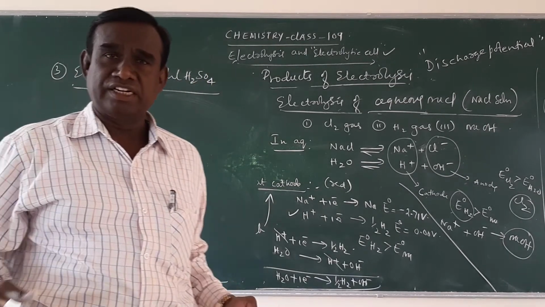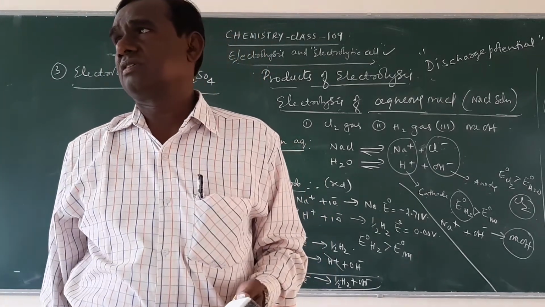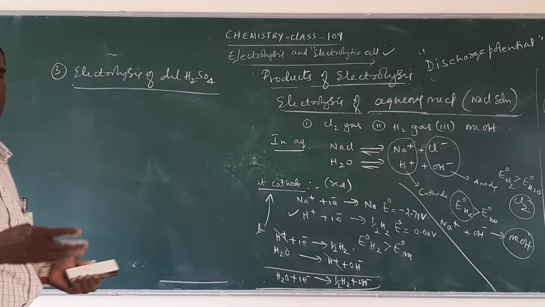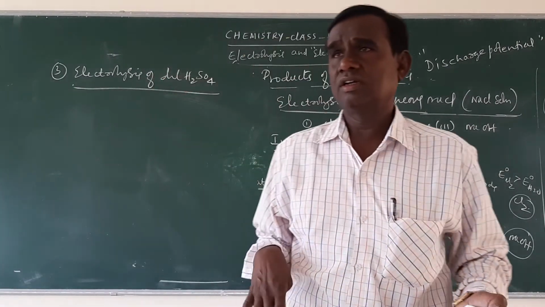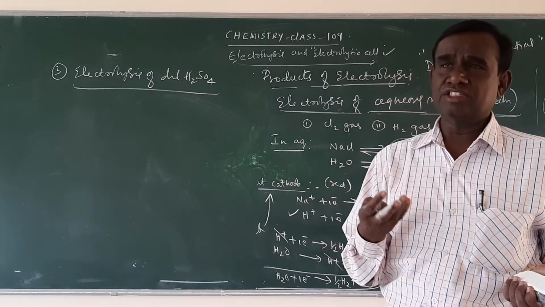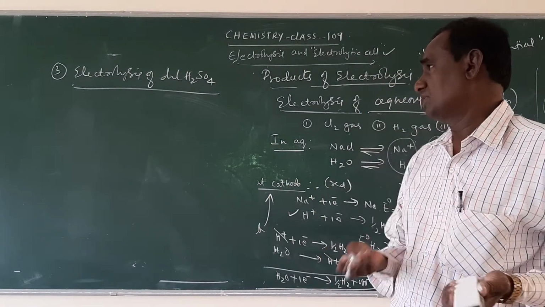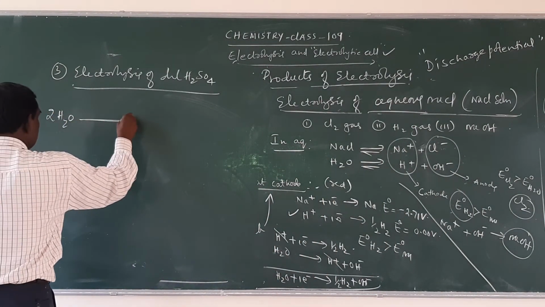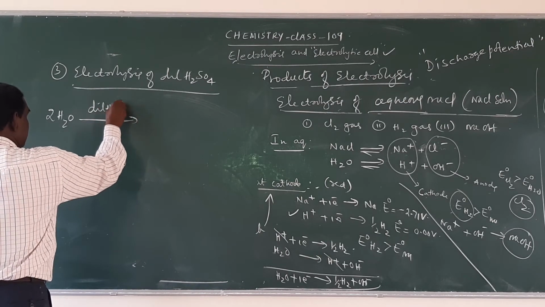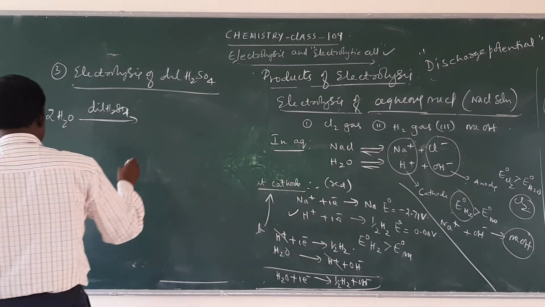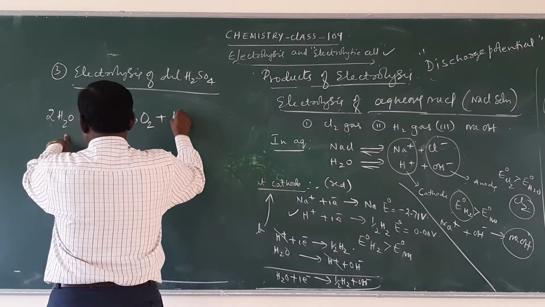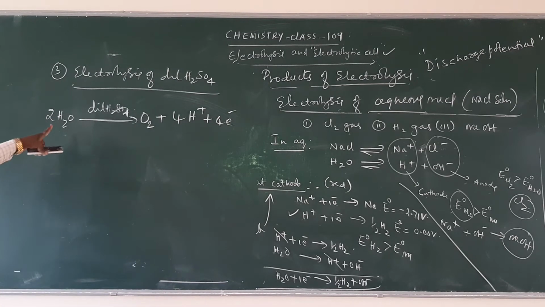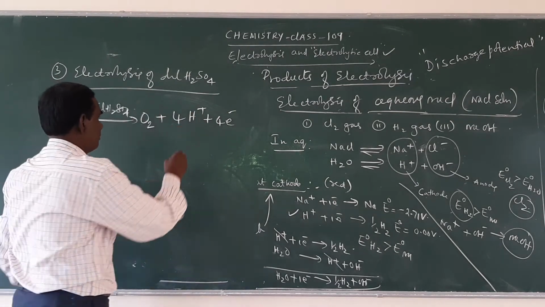We know that dilute sulfuric acid contains much water. That means dilute sulfuric acid contains an excess of water molecules. Therefore, if water molecules are more in the sulfuric acid, we can consider the dissociation of water itself. So we can write that 2H2O gives us O2 plus 4H+ plus 4 electrons.